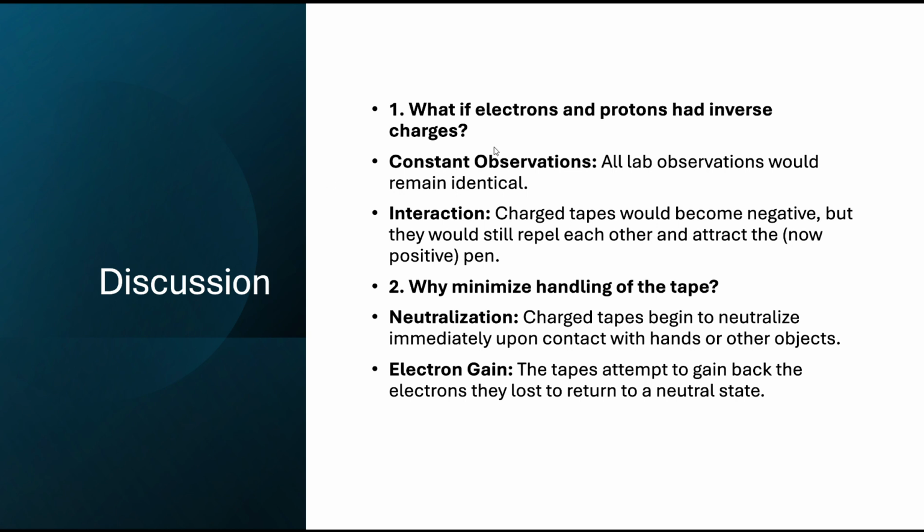What if electrons and protons had inverse charges? Constant observations: all lab observations remain identical. Interaction: charged tapes become negative, but they would still repel each other and attract the now positive pin.